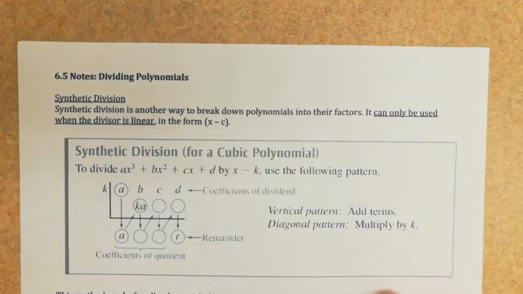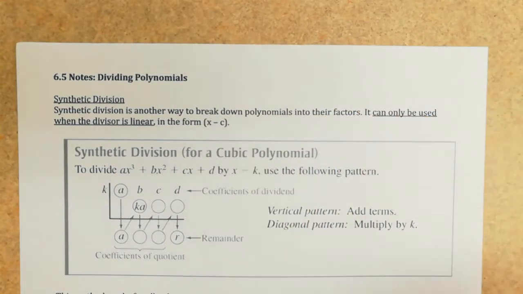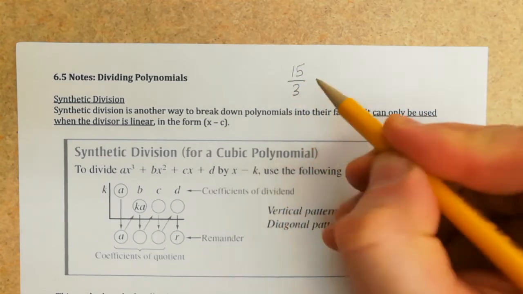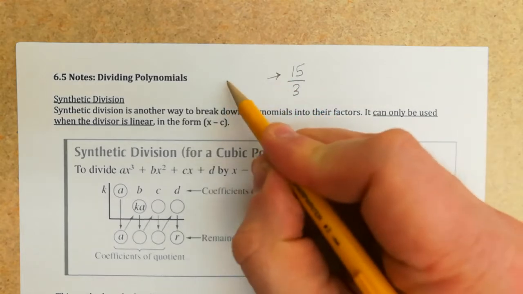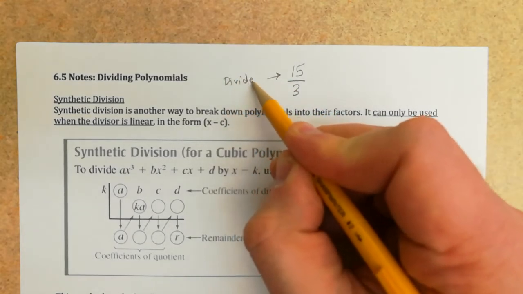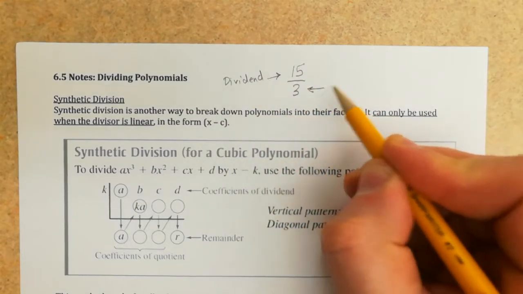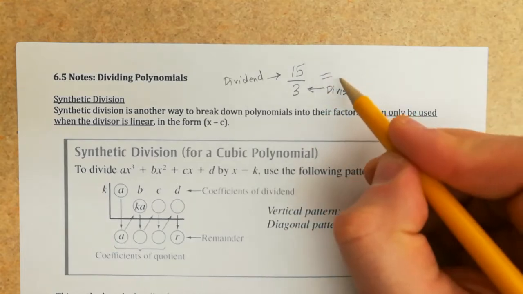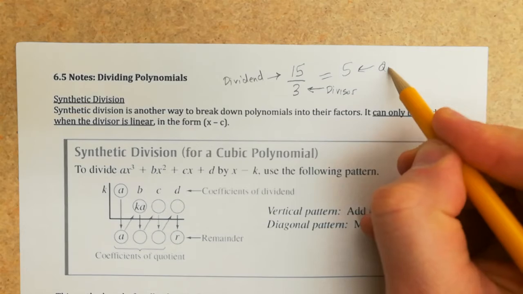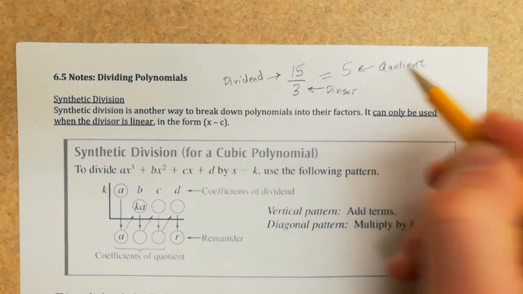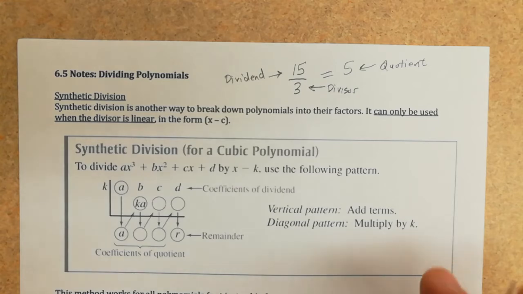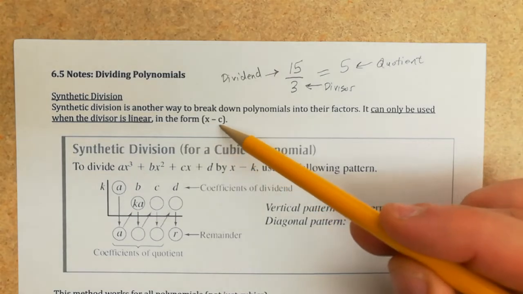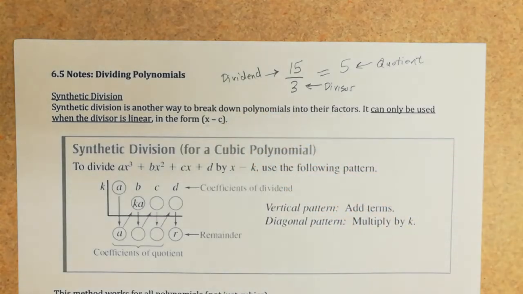So yeah, we'll have a couple of terms we'll be using today that you probably haven't heard in a while. If you have a number and you divide it by something, this is called the dividend. This is called the divisor. And then whatever you get here, that is called the quotient. Okay, so the result of division is a quotient. All right, so we're going to use this method when our divisors are linear and they look like x minus c, where c is any constant number.